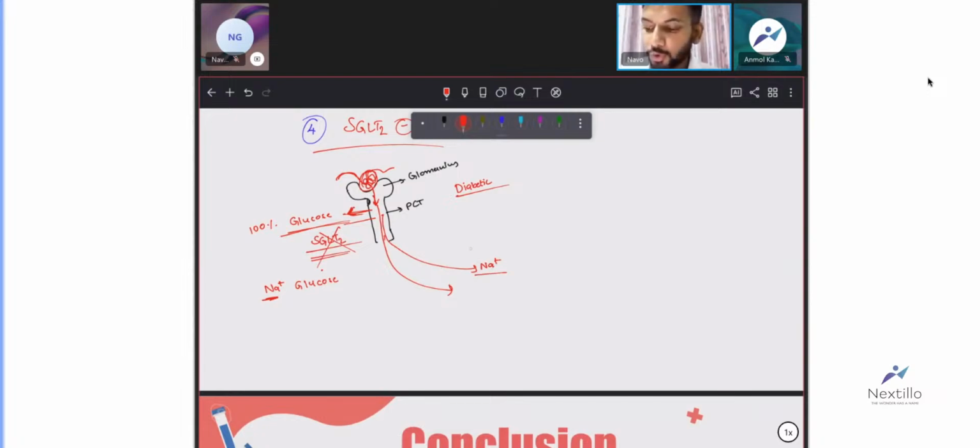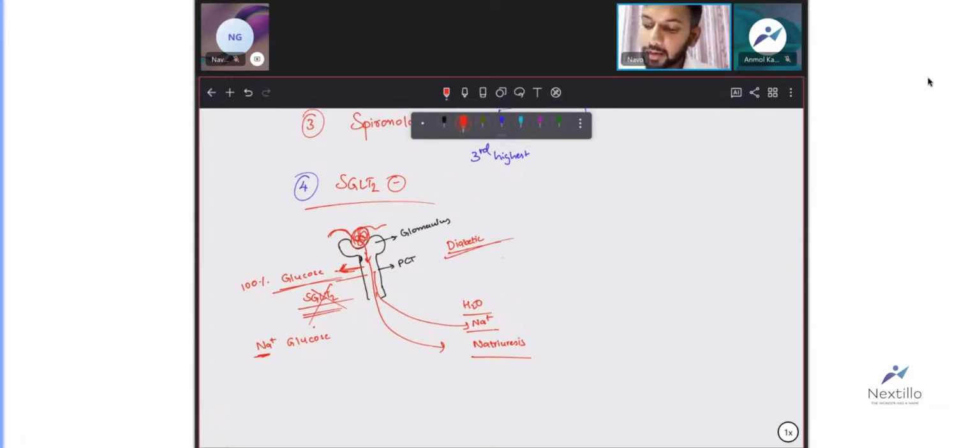Wherever sodium goes, water will follow. So it is causing natriuresis. That is what is important to us. It is a diabetic drug, but has been found to be a very effective drug in heart failure. Yes, it has got cardiac protective effects. Understood? So this is about the SGLT2 inhibitors. Examples are canagliflozin and dapagliflozin. So these are the drugs you should be using.